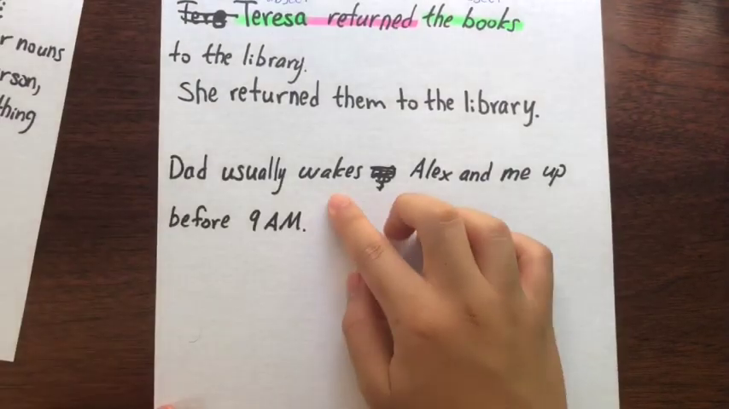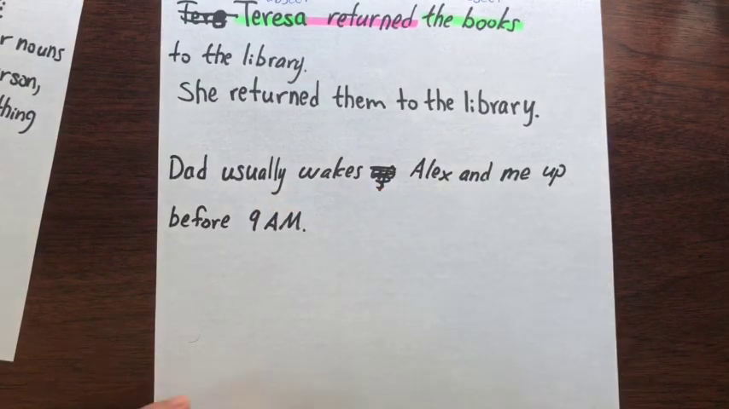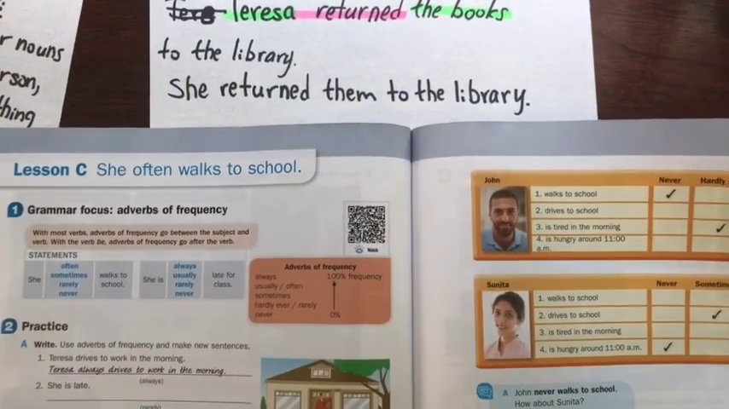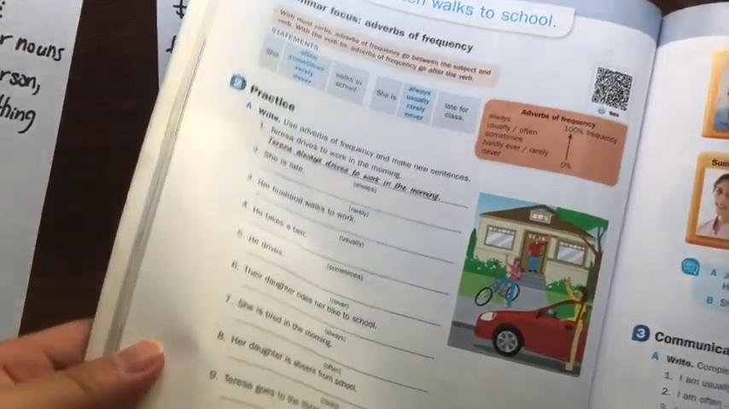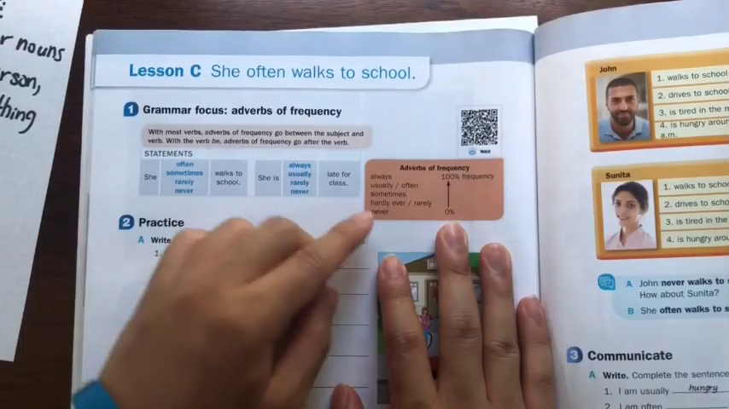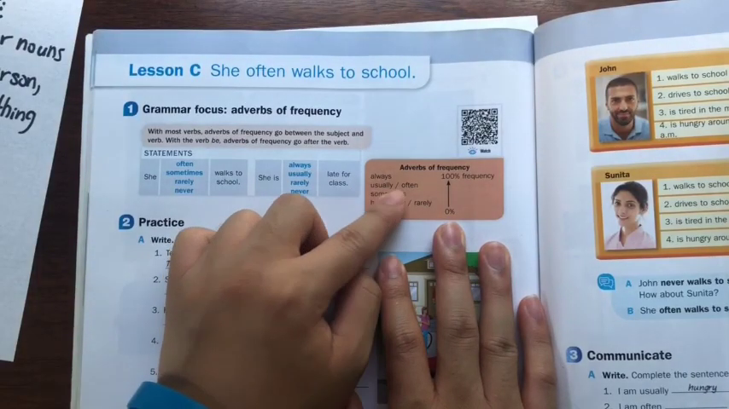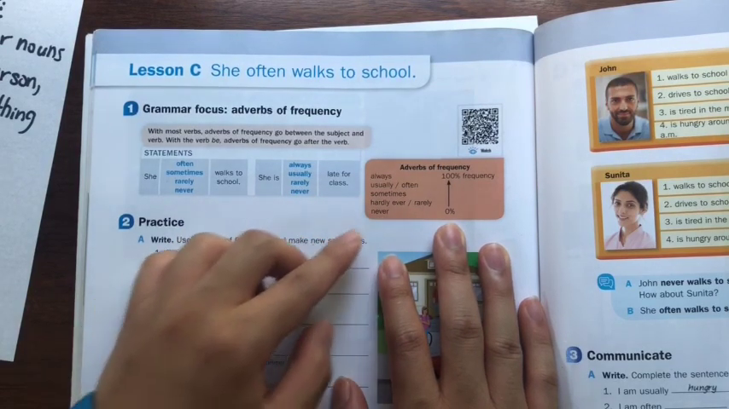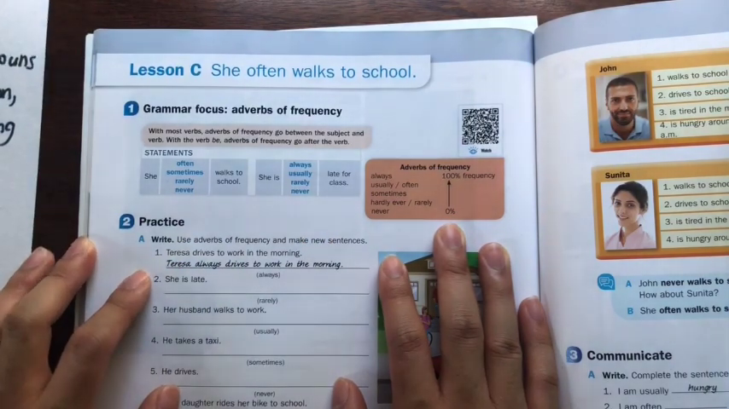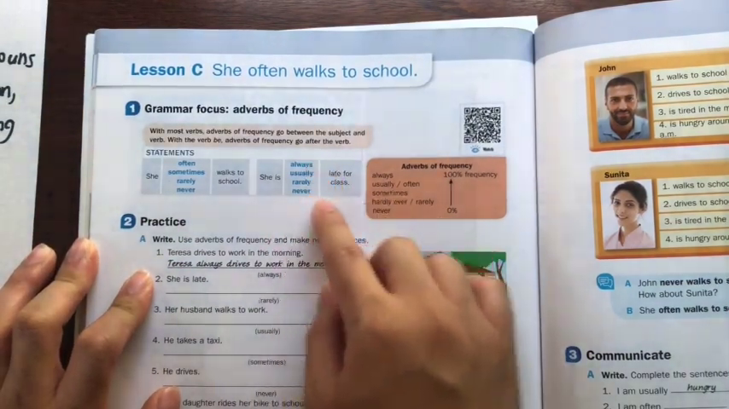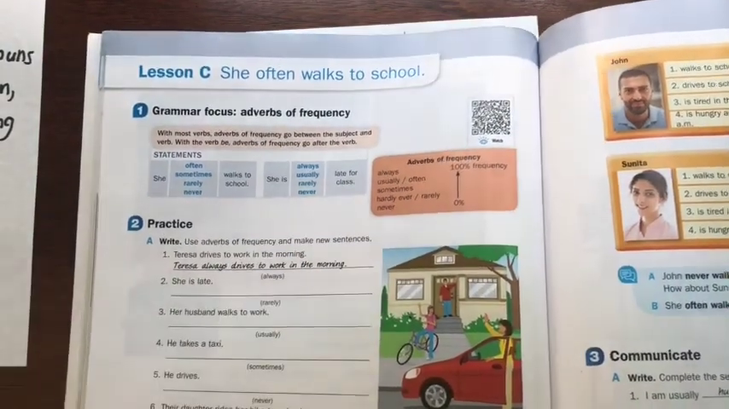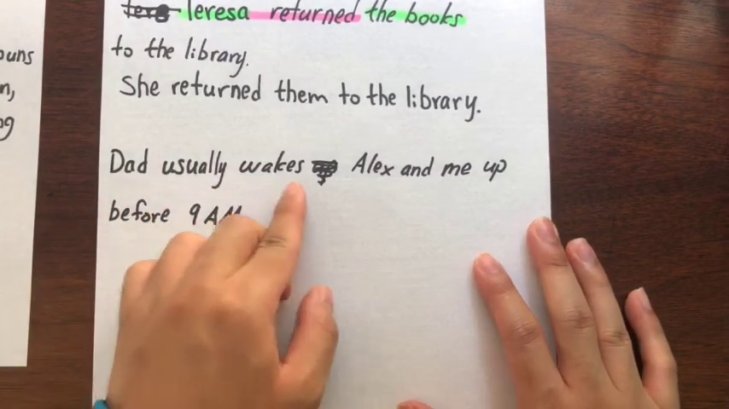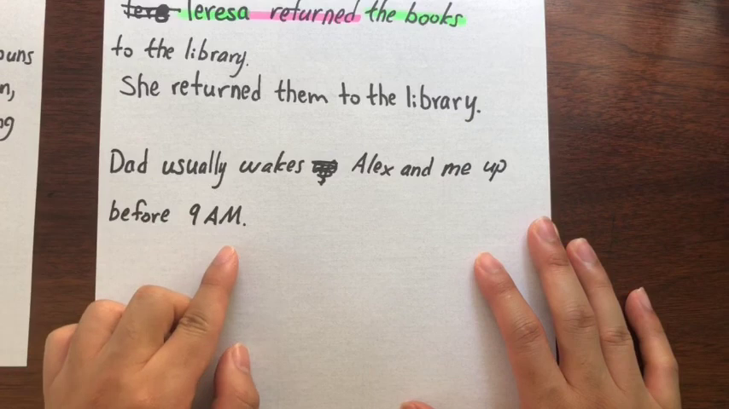Okay. The next sentence has a frequency word. And maybe you remember the frequency words from Units 3 and Unit 5. So if you need to review, I'm on page 62. The frequency words are always, usually, often, sometimes, rarely, and never. And when we have a frequency word, we write the sentence in the present. If there's a frequency word, the sentence is always in the present. So this sentence is, Dad usually wakes Alex and me up before 9 a.m.